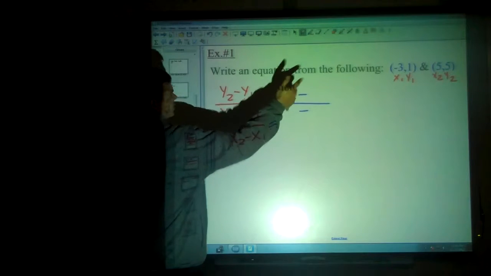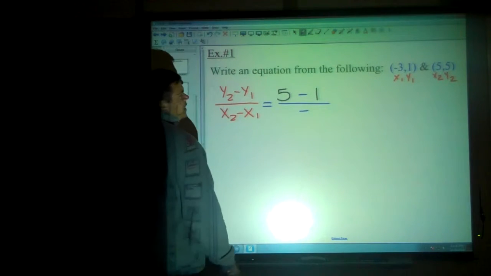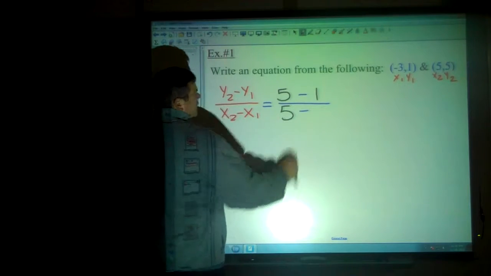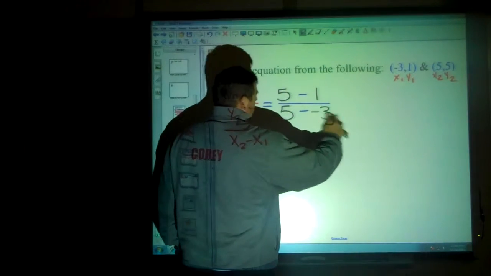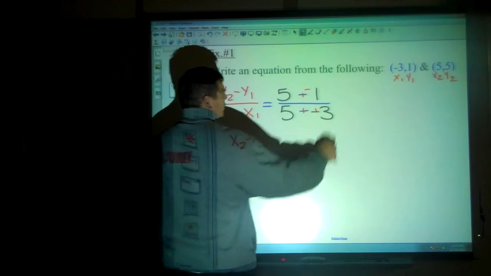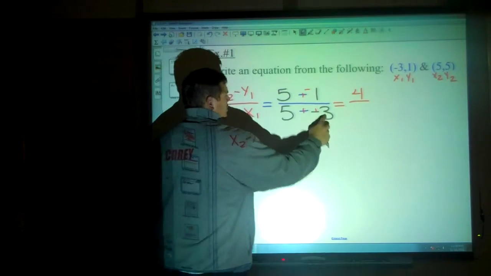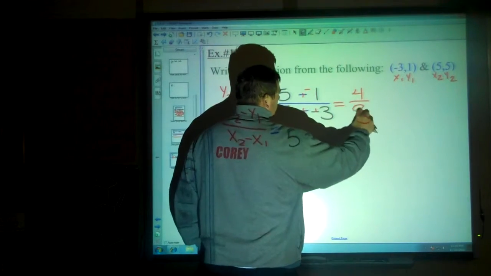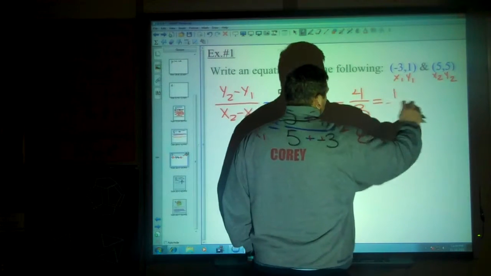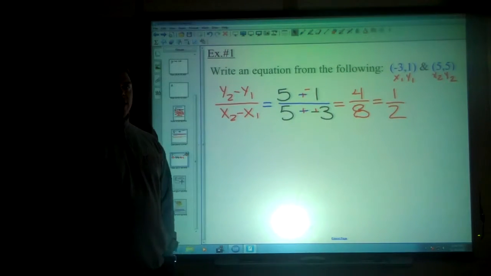My y sub 2 value is 5. My y sub 1 value is 1. X sub 2 value is 5. X sub 1 value is -3. Plus the opposite, plus positive. 5 plus -1 is 4. 5 plus 3 is 8. Giving us 1/2. So we have a slope of 1/2.